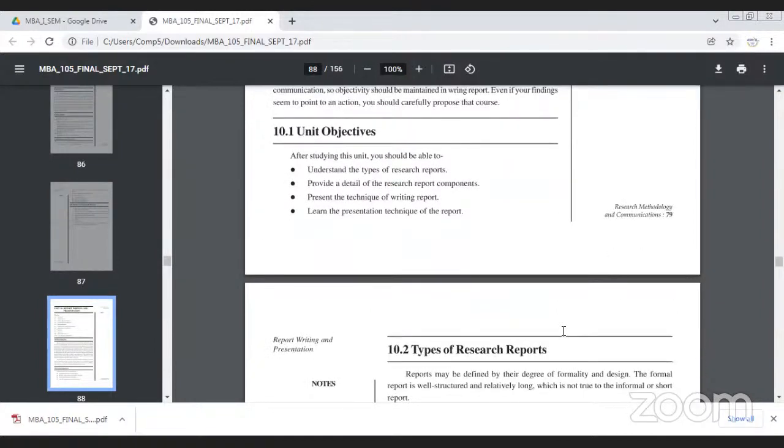The objectives of this unit are: understand the types of research reports, provide the details of the research report components, present the techniques of writing reports, and learn the presentation techniques of the report.